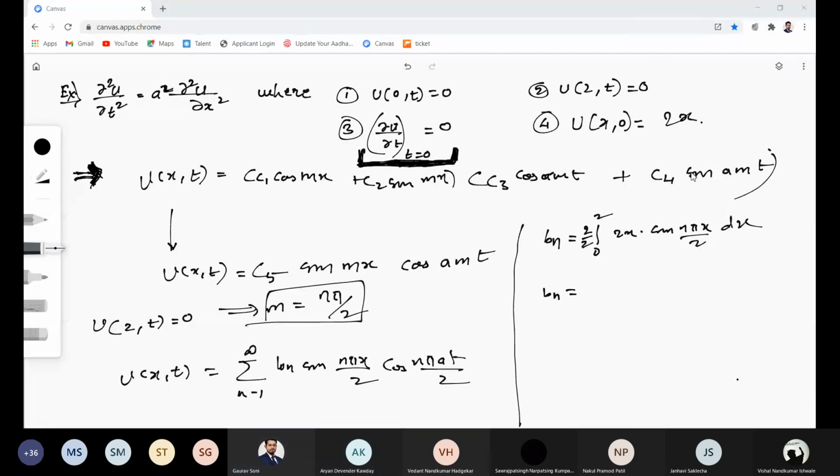Next Thursday, 9:30 to 10:30, we'll have a test. The syllabus will be statistics, probability, and Laplace transform. So MCQ. Yes, MCQ.